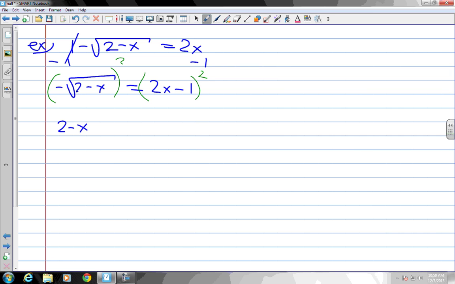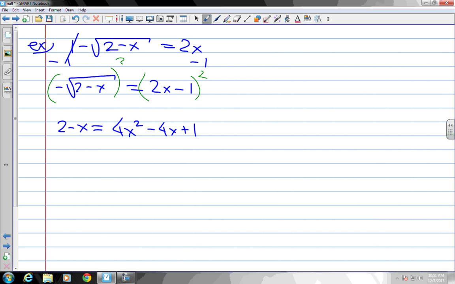There's nothing left on the left, but what do we get on the right? Yeah, good. I'm glad you didn't just tell me it's something like 4x squared plus 1. Because we need to remember our formula: a squared minus 2ab plus b squared. Very good.